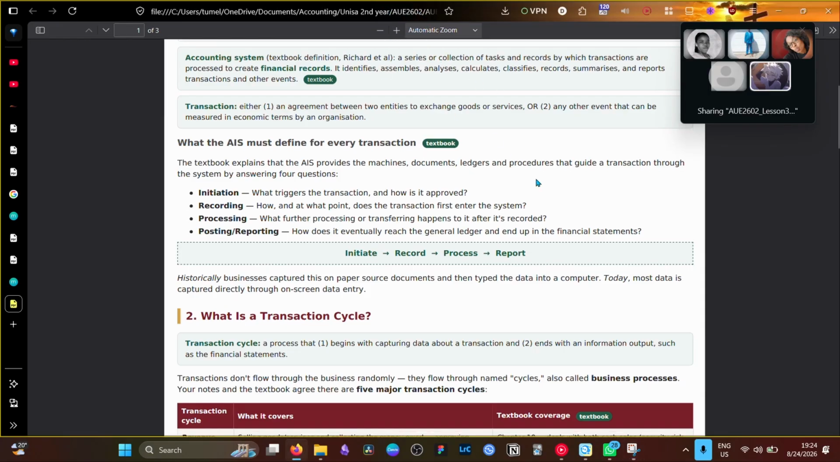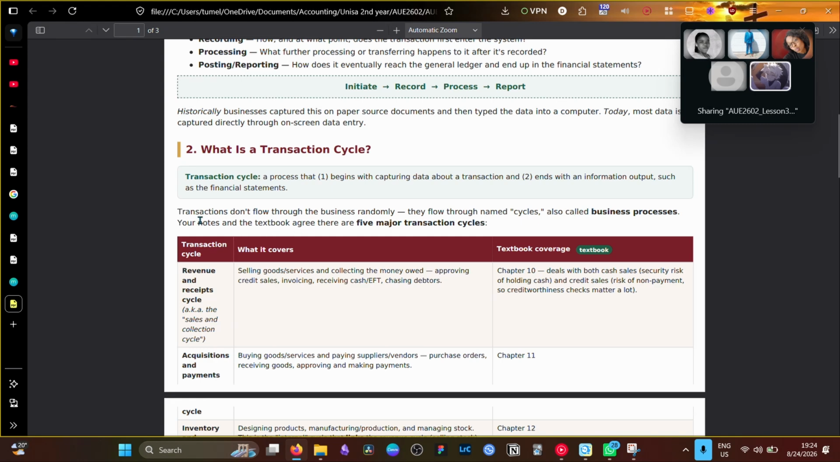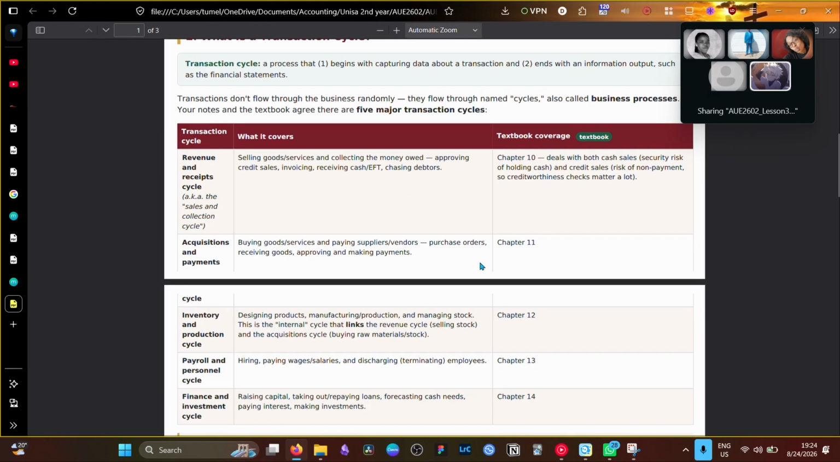All right, it's cool. Transactions don't flow from the business randomly, they flow through cycles, also called business processes. And here we have five major cycles. Today we're going to look at the revenue and receipts cycle. Hopefully we'll be able to finish it. We don't know, it's quite a lot.